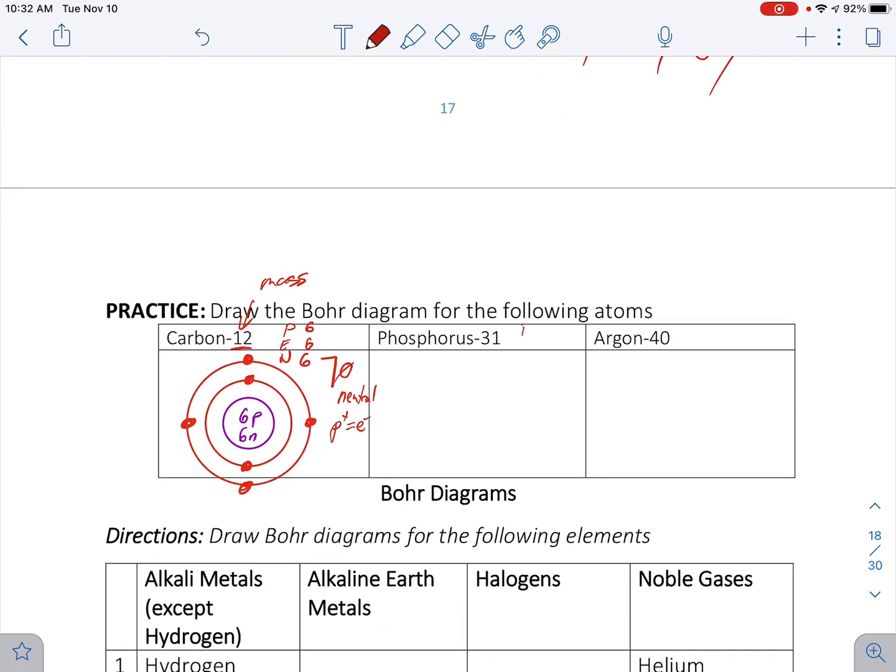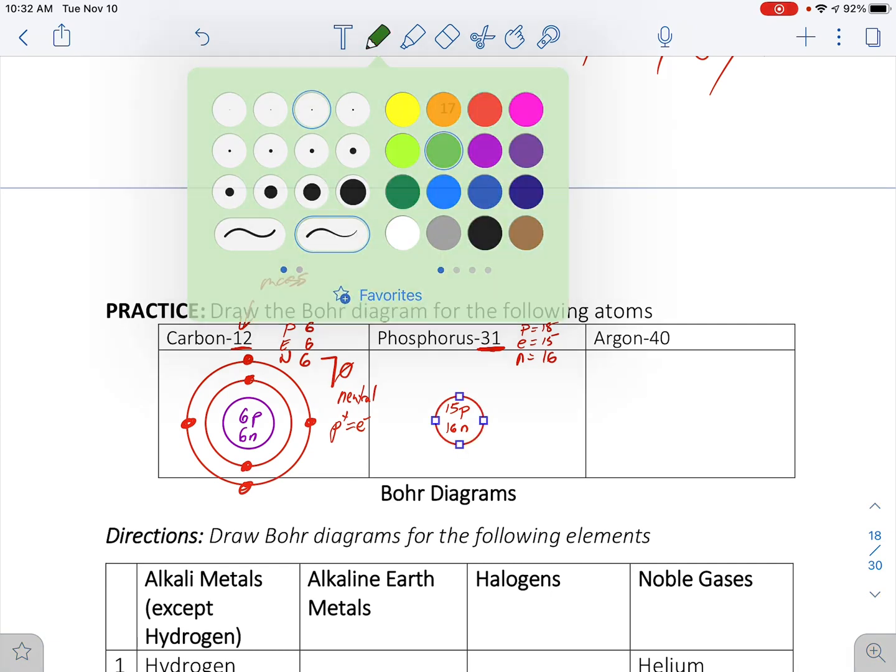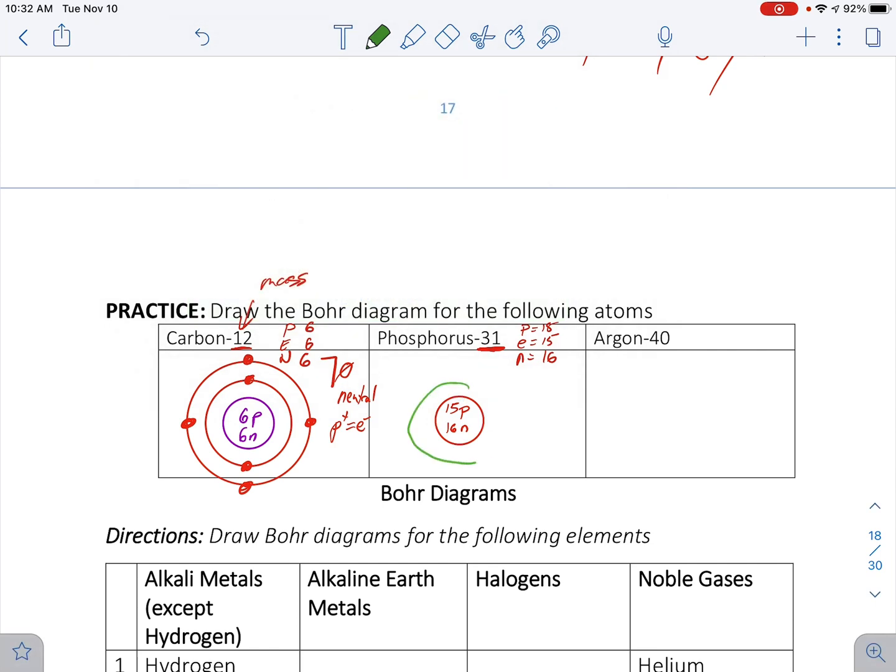So that means that its proton number is 15. Its electron number is 15. Its mass is 31, so the neutrons must be 16. So I'm going to write protons, and I'm going to write 15 of them. 16 neutrons. Draw my circle. I'm going to change pens because I can, although I did switch them backwards from last time, but that's okay.